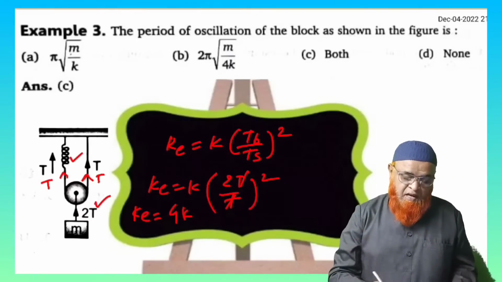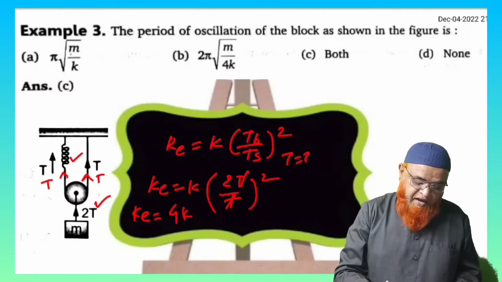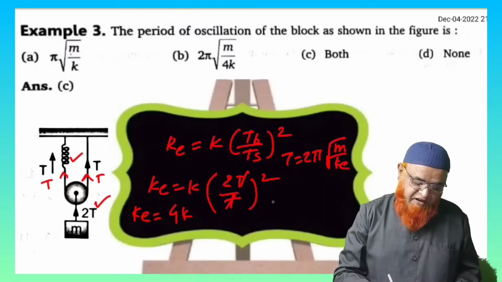Okay, so we got that. Then you have to use the formula for time period. Therefore, time period is nothing but 2 pi root of m by K effective.